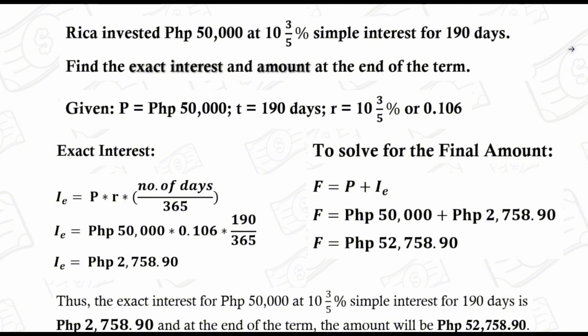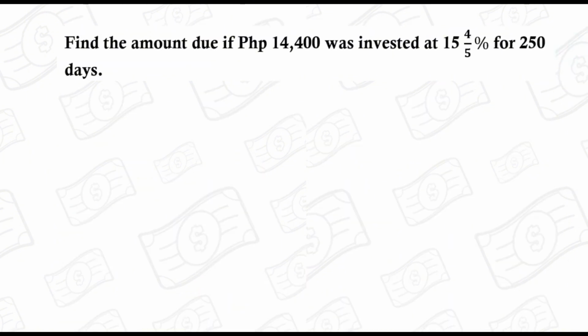So let's have another example. Find the amount due if 14,400 was invested at 15 and 4/5% for 250 days. So what is being asked? The amount due, or the final amount. As you can see in the problem, there is no specific interest type being asked. So we have to use the ordinary interest formula.